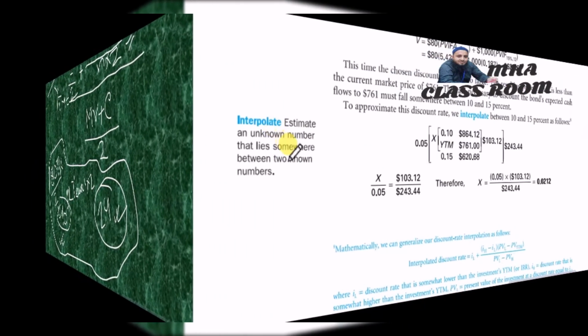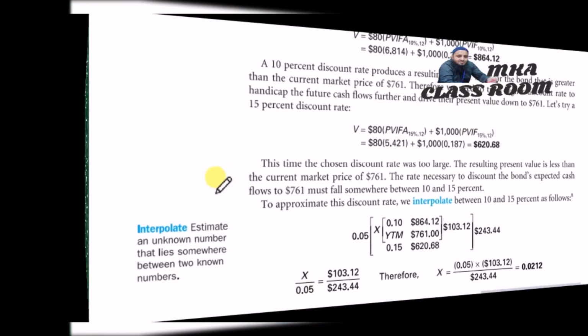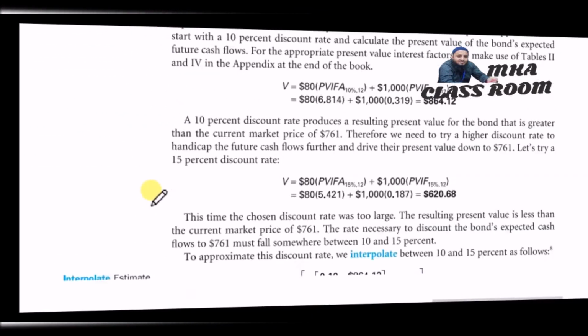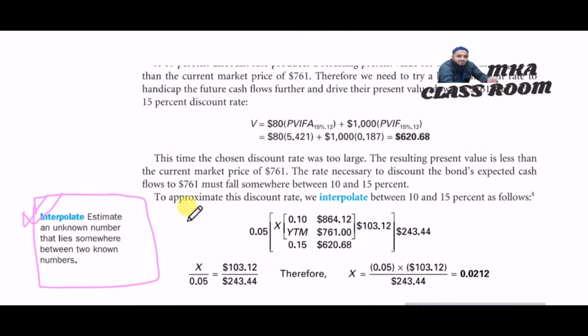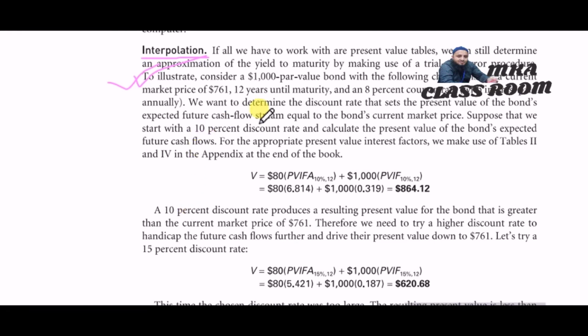Here we have the interpolation formula. So interpolate, what is it? Estimate an unknown number that lies somewhere between two known numbers. We use this interpolation formula for finding our YTM. So here is an example where you can use this formula to find out this value.